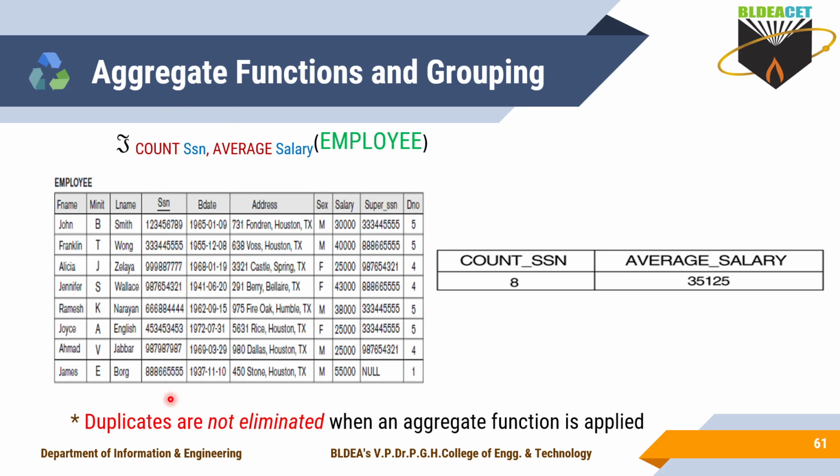Next, one more thing to remember: usually if you use operations like union or join, duplicate tuples are eliminated. But in the aggregate function, duplicate tuples are not eliminated. If you have duplicate tuples, those tuples are also considered as tuples. It doesn't remove such tuples here. It considers each one as a tuple.